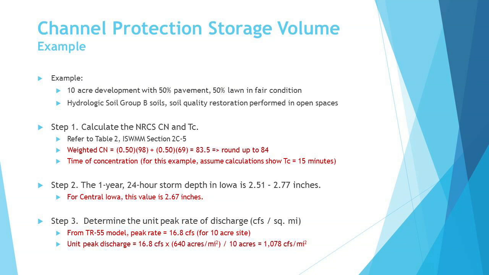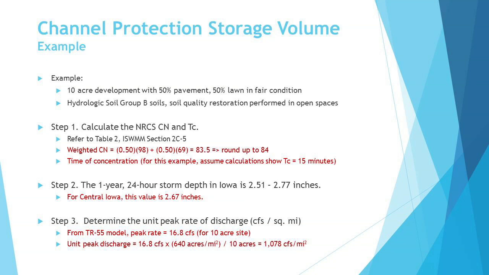And if we plug those values into the TR55 model, we're going to find the peak rate of flow was 16.8 CFS for the 10-acre site. And if you do this little equation where you multiply that peak discharge by the number of acres in a square mile and then divide it by 10 acres, you're going to find out that the peak unit rate of discharge is about 1,000. It's 1,078. So we're going to use that in that chart here in just a second.